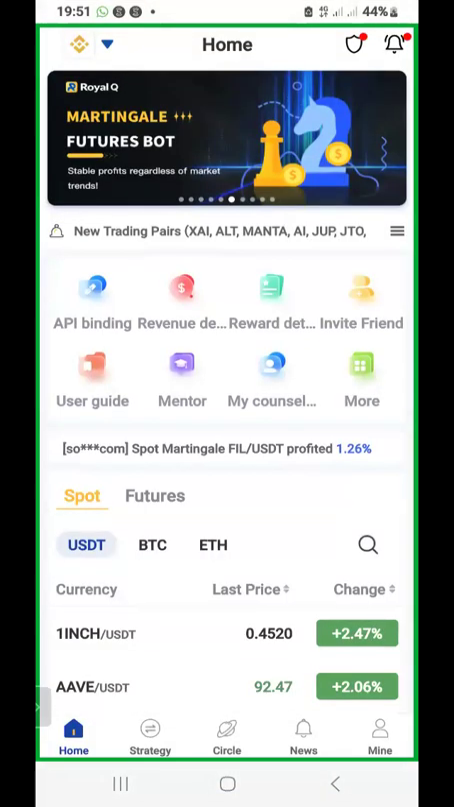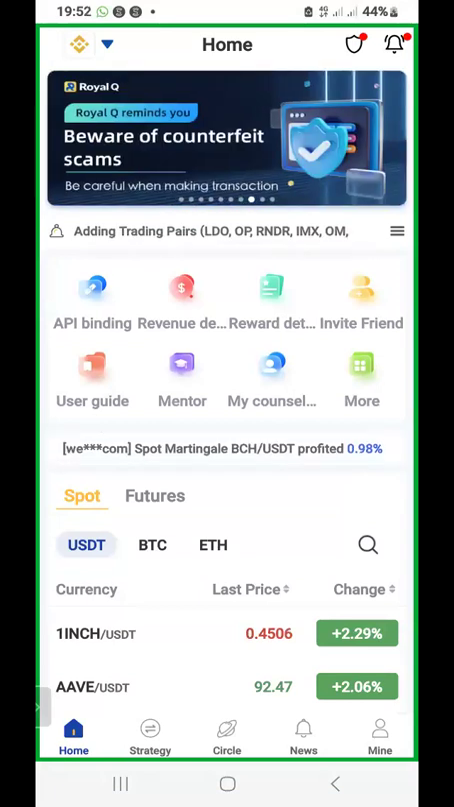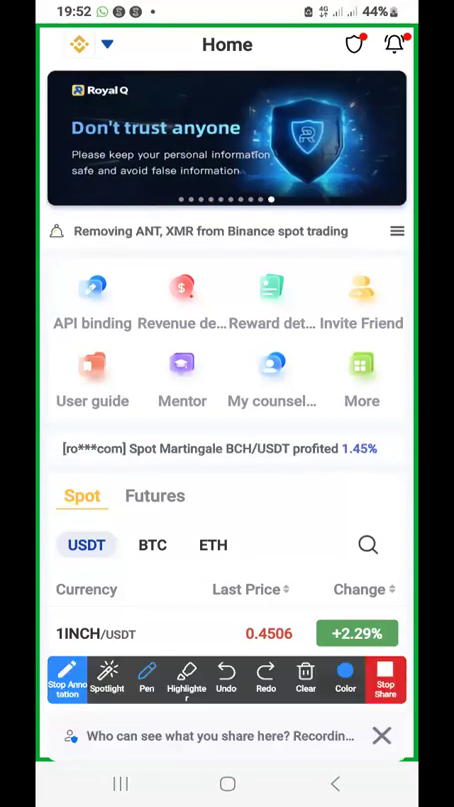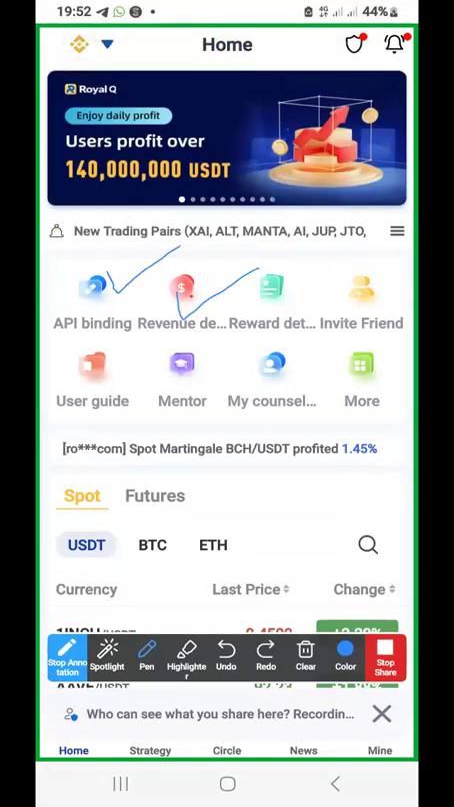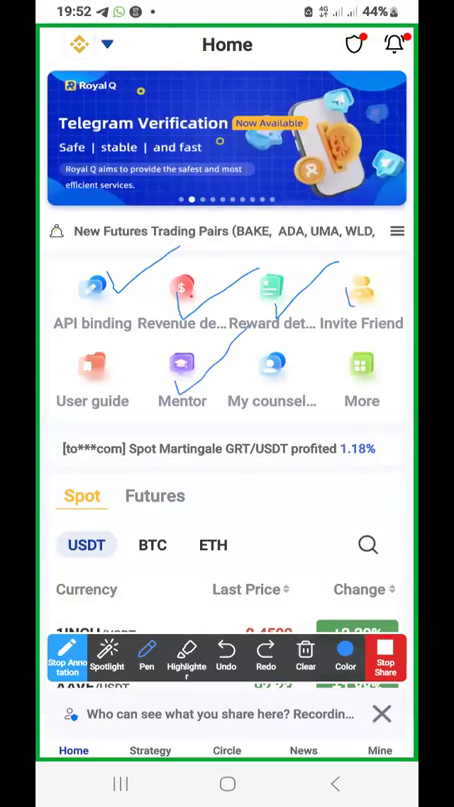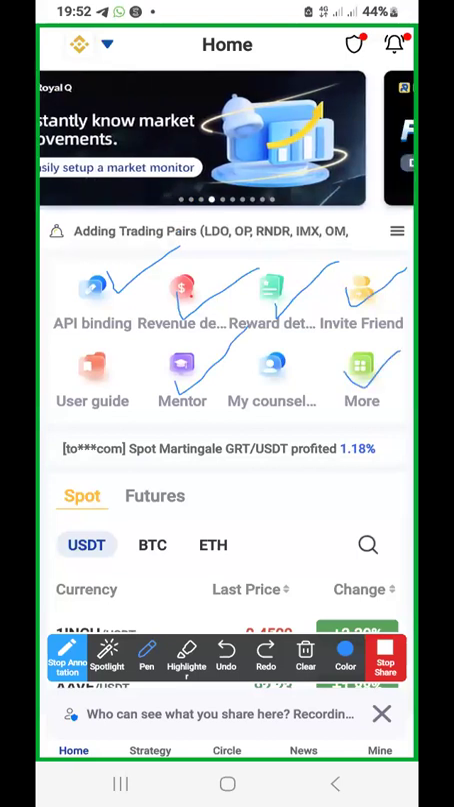All right. So yesterday we started our mentorship class by looking at a few features and a few icons that I felt were very necessary for us to know as we traverse this royalq opportunity. A few of them we talked about were the API binding, and I think we stated what it is used for. We also talked about the revenue details, the reward details, my mentor icon, the invitation icon, and the more category with some of its hidden features.